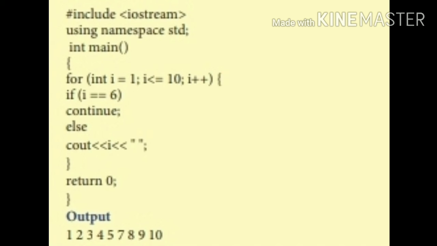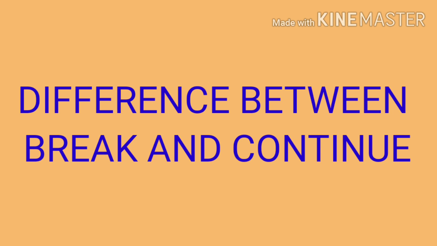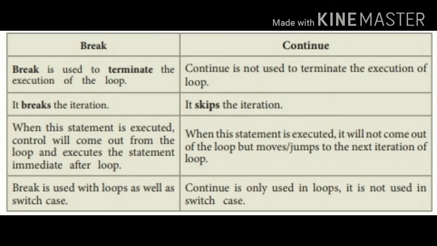The next concept is the difference between break and continue. Break statement is mainly used to terminate the execution of the loop, but the continue statement is not used to terminate the execution. One more difference is that break terminates the iteration, while continue statement skips the iteration. In the above example we see that because if i equals 6, that iteration is skipped.